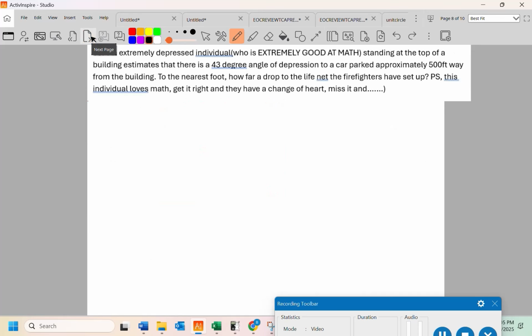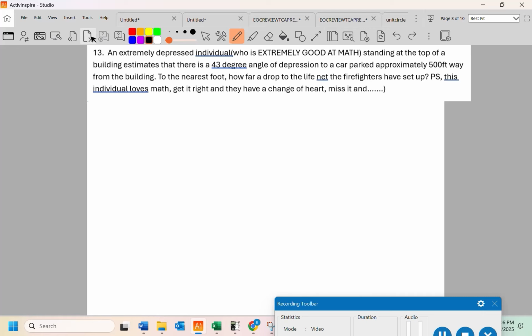13, I like the way they worded this question, it might be triggering. An extremely depressed individual who is extremely good at math, standing at the top of a building, estimates that there is a 43-degree angle of depression to a car parked approximately 500 feet away from the building. To the nearest foot, how far a drop to the life net the firefighters have set up? Now, this guy really likes math, so if you shout out the distance, he ain't going to do it. If you miss it, you have a jumper.